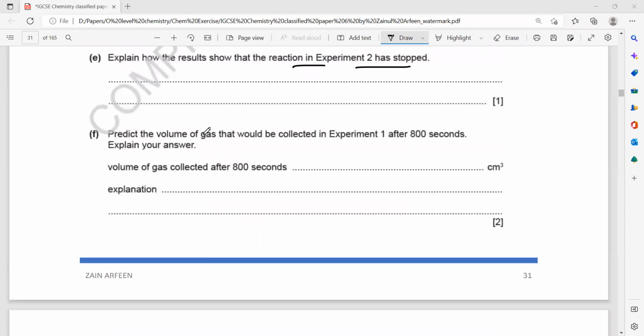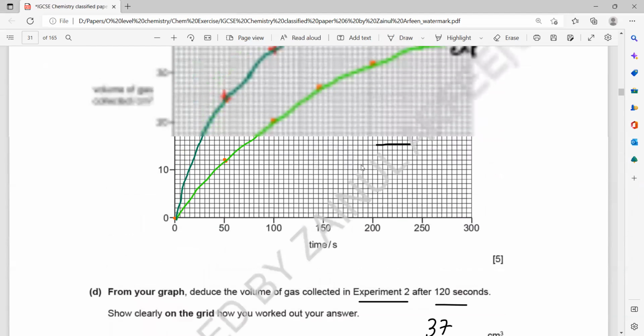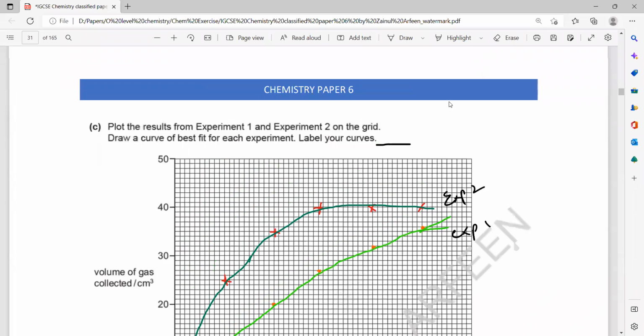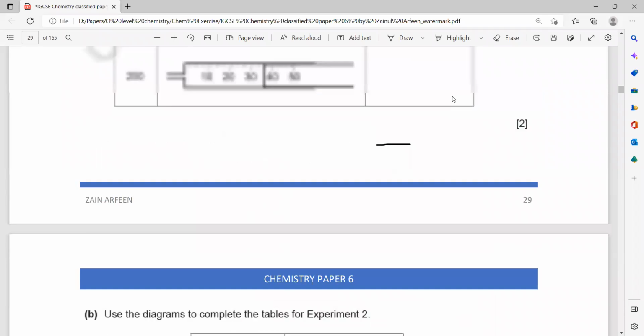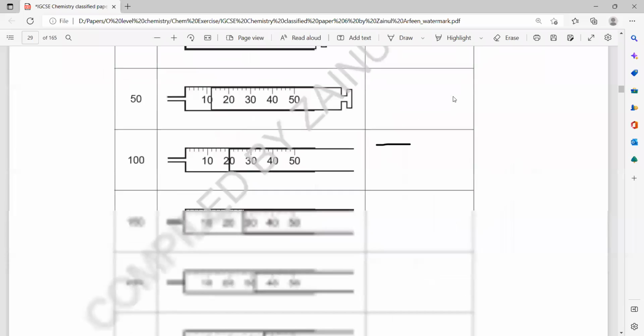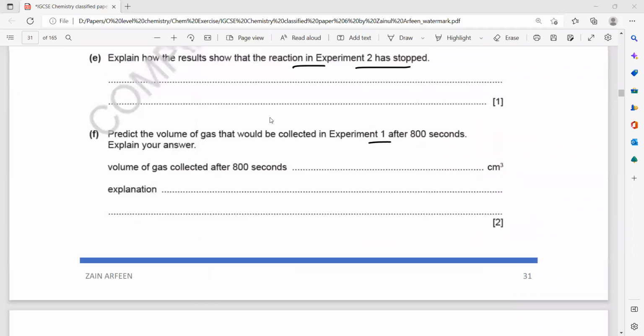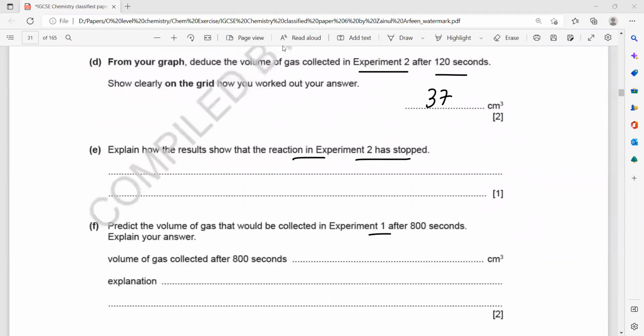Then predict the volume of gas that would be collected in experiment 1. So how much gas will be collected in experiment 1 after 800 seconds? Basically, as you can see, experiment 1 is about to end, it's near the end. And in experiment 1 and experiment 2, we have the same amount of the reactant. The only difference was the starting temperature. The temperature was different. So can you say what volume of gas will be collected in experiment 1?